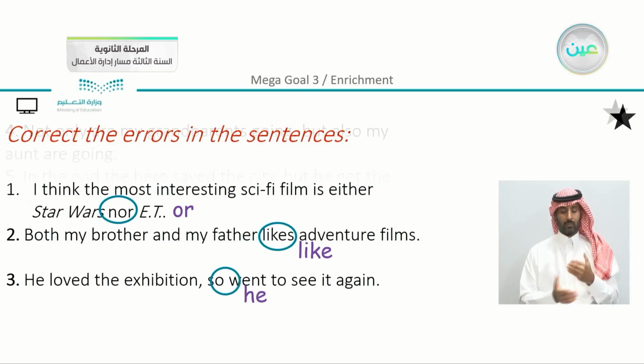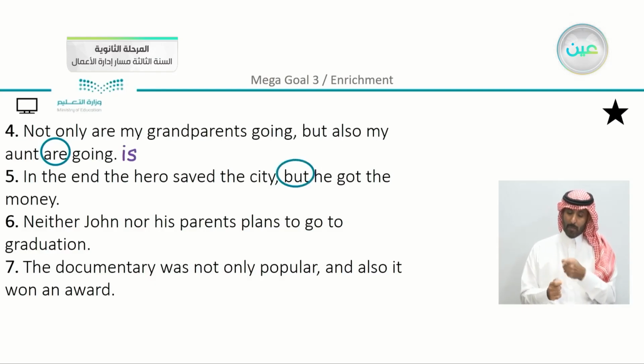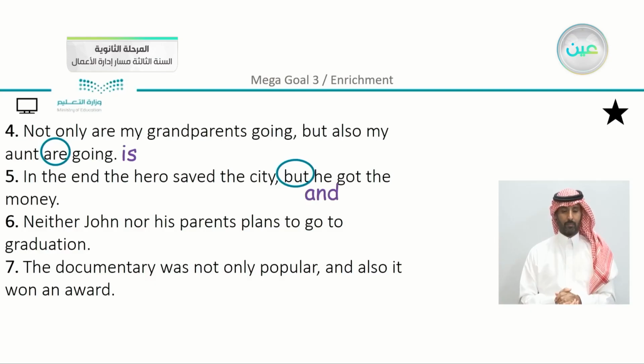Moving on with our exercise. Not only are my grandparents going, but also my aunt are going. So here we can see that are is incorrect. We have here is. In the end, the hero saved the city, but he got the money. So using but here is incorrect as a coordinating conjunction. We have here and.